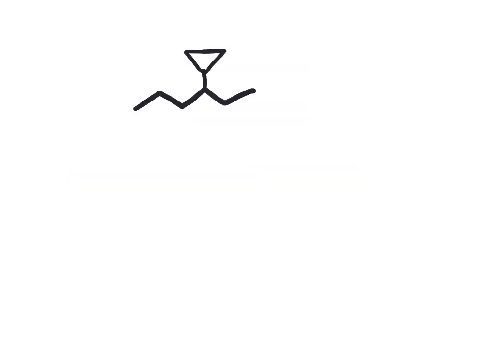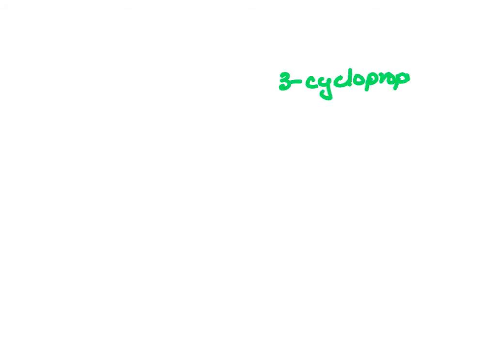Now let's look at these 2 alkanes. In the first one, the longest continuous chain of carbons is larger than the ring, where we have 1, 2, 3, 4, 5, 6. So this would be a 3-cyclopropyl hexane, because the ring has fewer carbons.